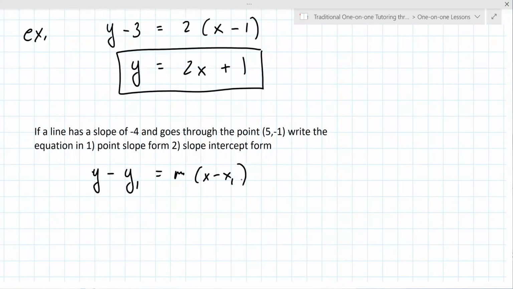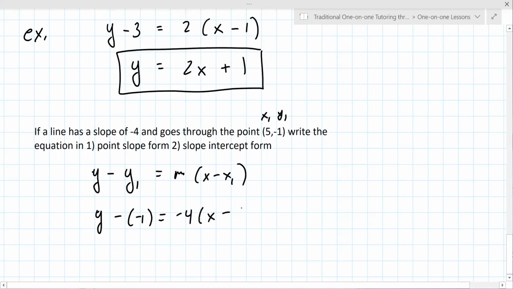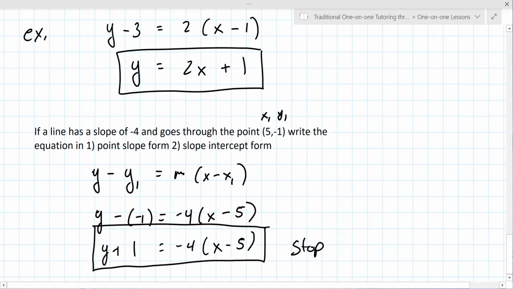Okay, so I got y minus 5 equals minus 4 times x minus 4. And then, now this is x1, this is y1, so it's y minus negative 1. Yeah, because the y1 appears first sometimes, that is something that does happen. All right, minus 1. So then, let me redo that. Yep, take your time. All right, so I got y plus 1 equals minus 4x plus 20. It's y plus 1 equals minus 4 times x minus 5, and this is where you stop.